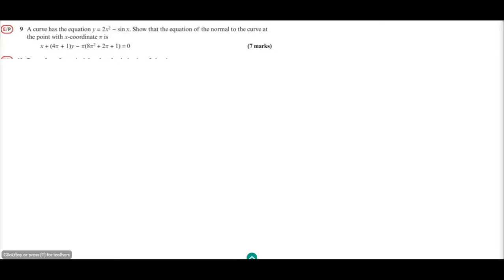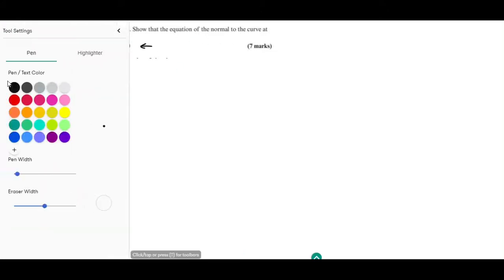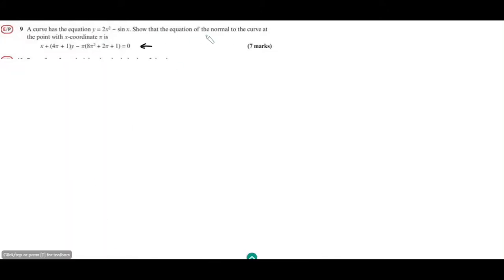Okay, so let's have a look at question 9. A curve has the equation y equals 2x squared minus sine x. Show that the equation of the normal to the curve at the point with the x-coordinate pi is this. Okay, so it's quite similar to the last question, except this time we have to find the equation of the normal.